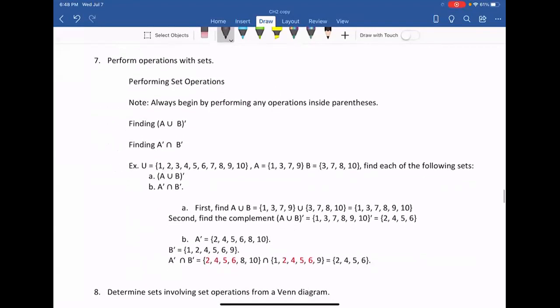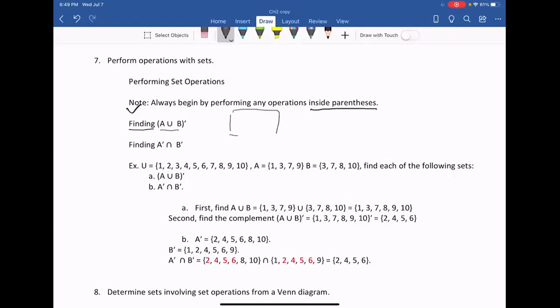Next one, perform operations with sets. Performing set operations always begins with performing any operations inside parentheses. So for example, finding the complement of A union B, and you see here is a complement. So this is a complement of the set A union B. So do the inside parentheses operation first.